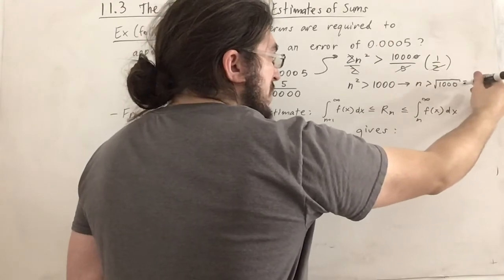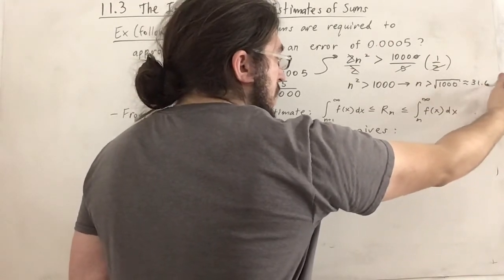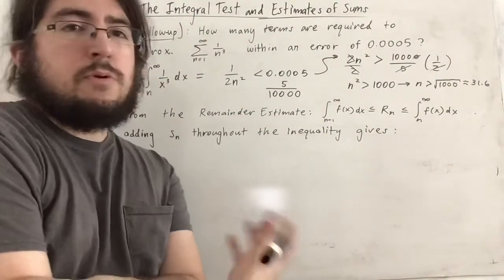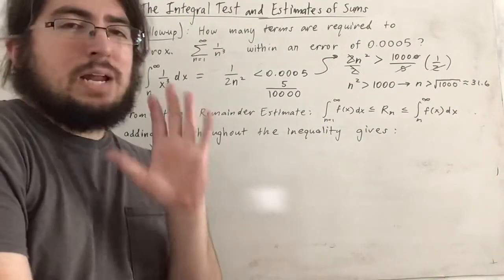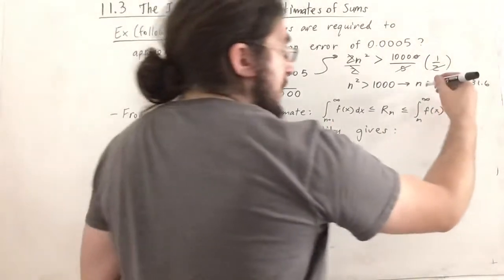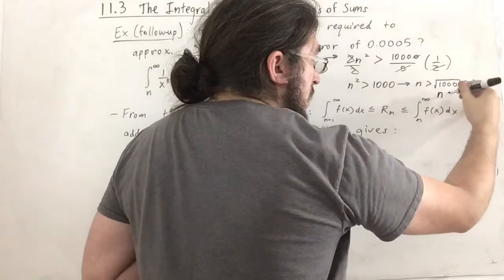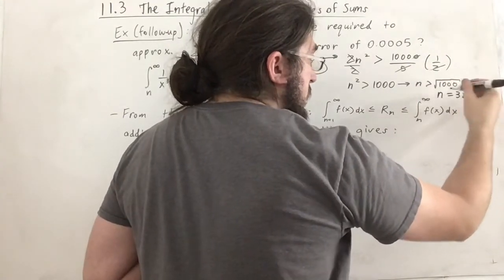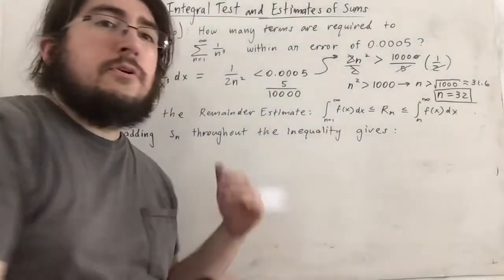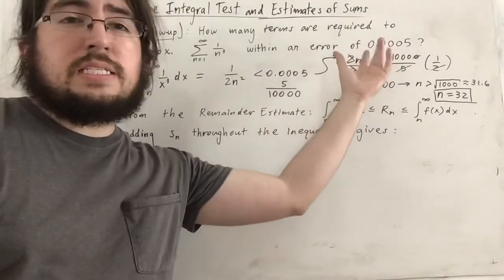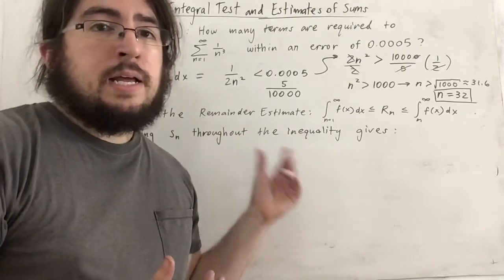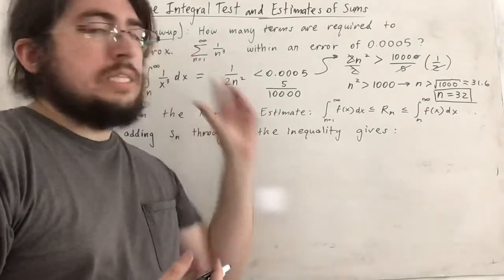The square root of 1,000 is approximately, I think, 31.6. I just remember the square root of 10 is about 3.16. Don't ask me why I remember that, but I remember that. So that means n, if we're to round up, should be about 32 terms. So you need about 32 terms to be within this error of accuracy, which is kind of cool, that we can actually do that, so we can get a really good idea as far as what this sum actually is.